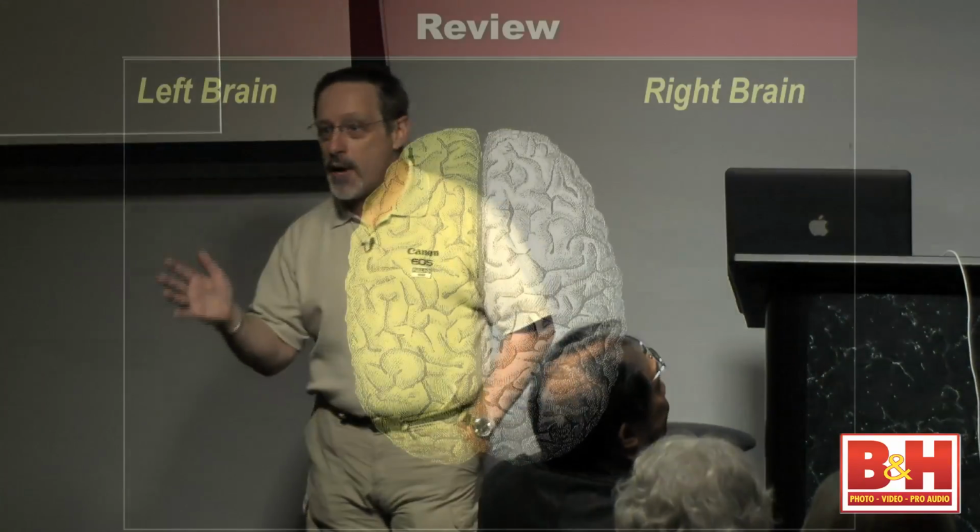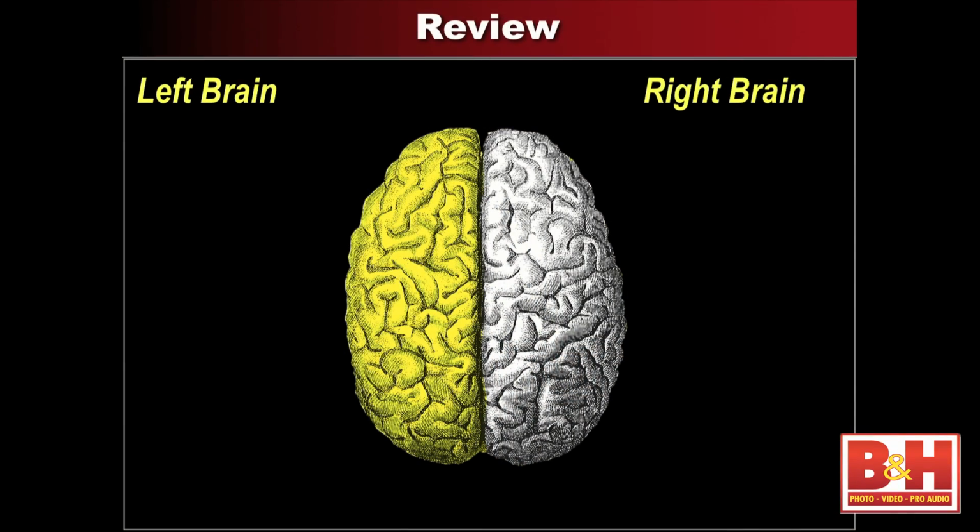We got the left brain, the right brain. Essentially what we're looking at here is when your camera is in your hand and you're playing with the dials and the buttons, you're using your left brain. Okay? So you still got to learn that. You still got to read your manual. You still got to take those classes on lighting and all that sort of stuff.